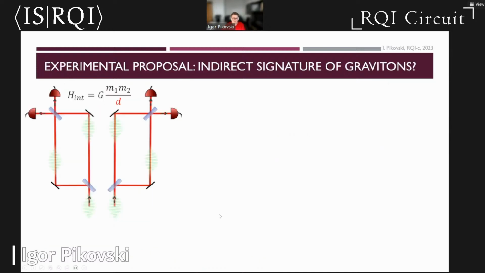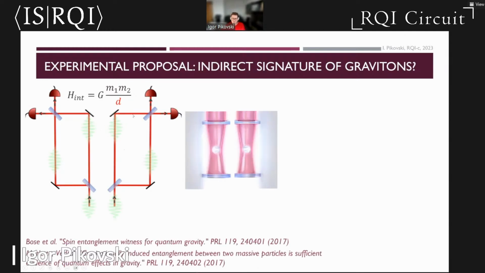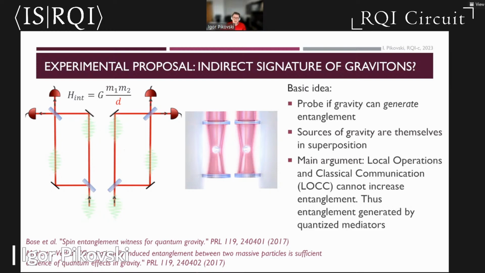And it's a very interesting proposal. Basically, it's two cow experiments next to each other, and they interact gravitationally, and that induces entanglement. I don't have much time, so I'll just very briefly rush through that because this has been, of course, discussed in many different fields.